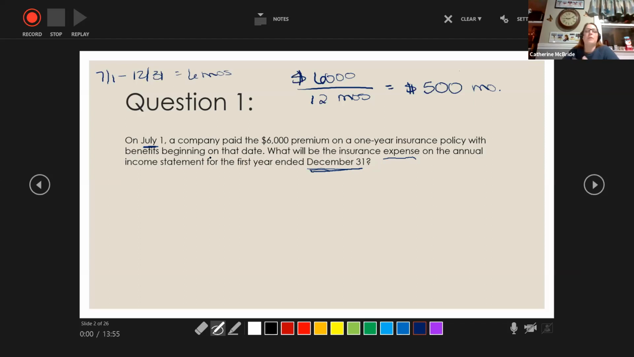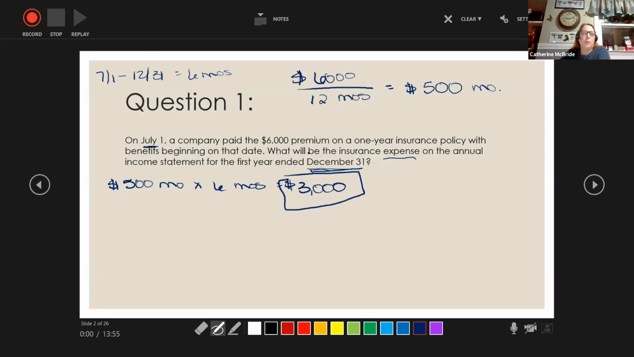So all you have to do now is figure out how much the insurance expense is for 6 months. We're going to take our $500 a month times 6 months, so $3,000. The first thing to look at is, what are you being asked? You're being asked for the expense. Do you have to do a journal entry here? No. All it says is, what's the annual insurance expense? So the insurance expense is $3,000.